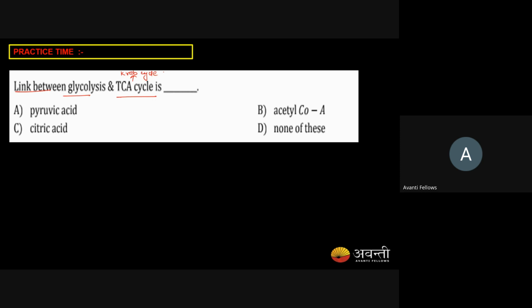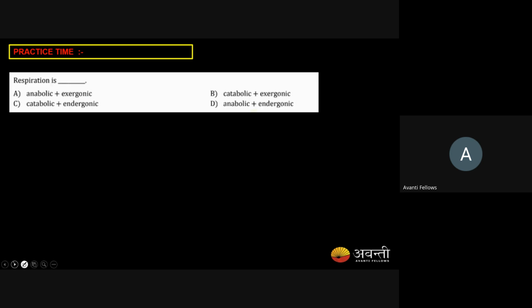Very good. This is very simple. The correct answer is acetyl-CoA. That's why we were calling it the link reaction. Next, respiration is which type of process? Energy taking or energy giving? Catabolic or anabolic? Catabolic.